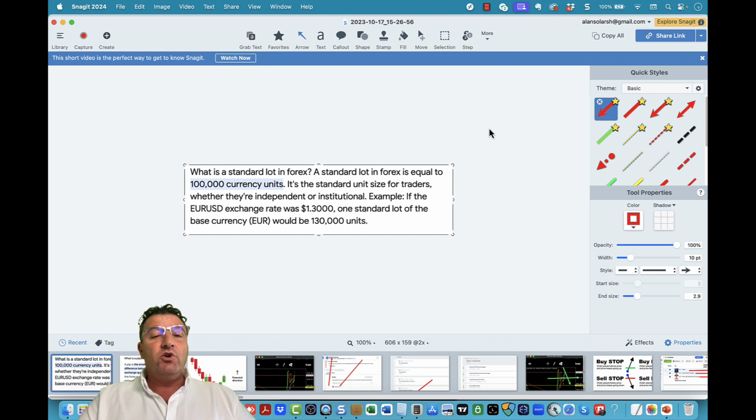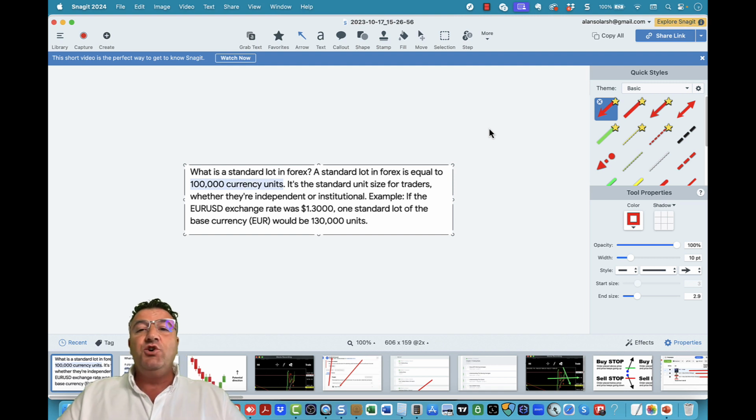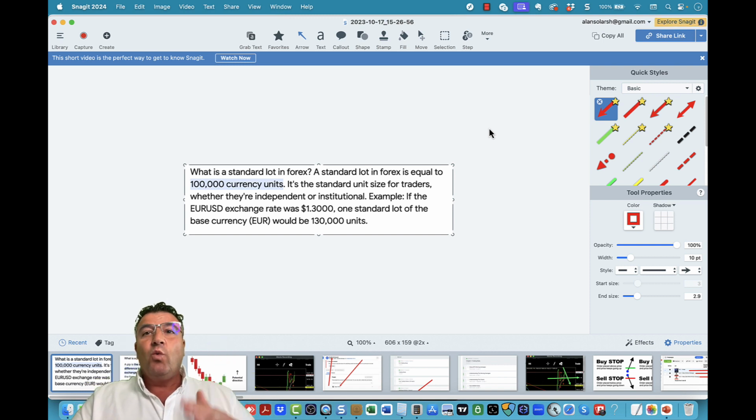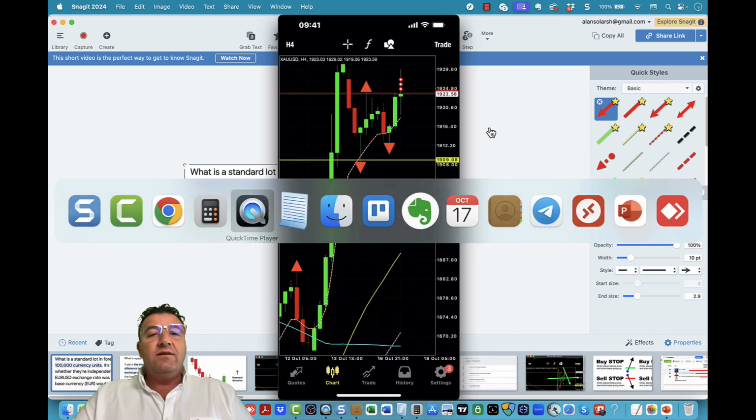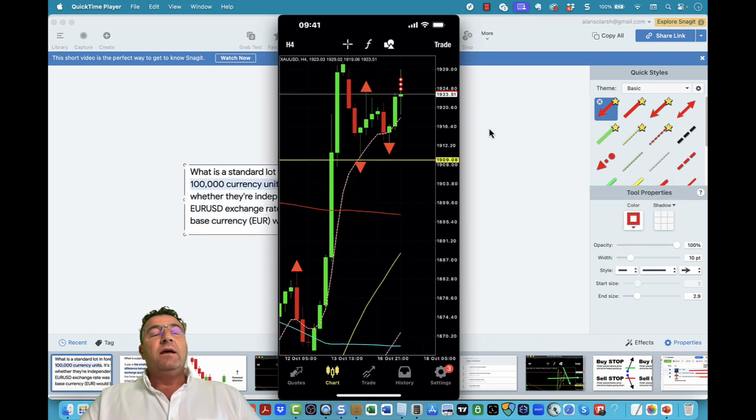Example: if the euro-US dollar exchange rate was 1.3, one standard lot of the base currency euro would be 130,000 units, which is equal to $130,000. Okay, so a lot of words again that mean nothing to you as the trader.